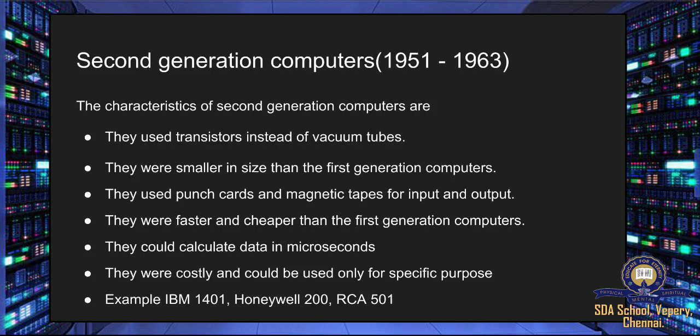If you can tabulate the first and the second generation computers and write the differences between them, you can easily remember it. So you can also tabulate for easier studying. Examples of second generation computers are IBM 1401, Honeywell 200 and RCA 501. Can you remember the examples of the first generation computers? Yes, they are ENIAC and UNIVAC. Here the examples are IBM 1401, Honeywell 200 and RCA 501.